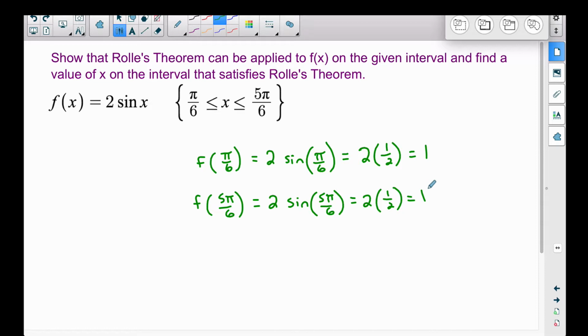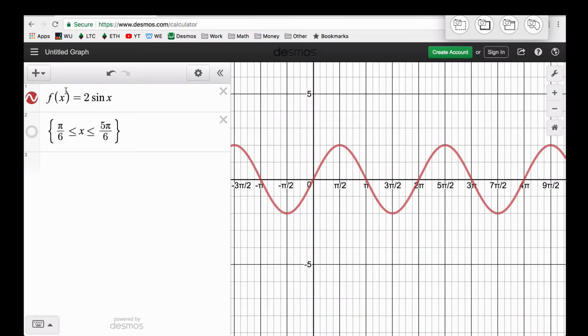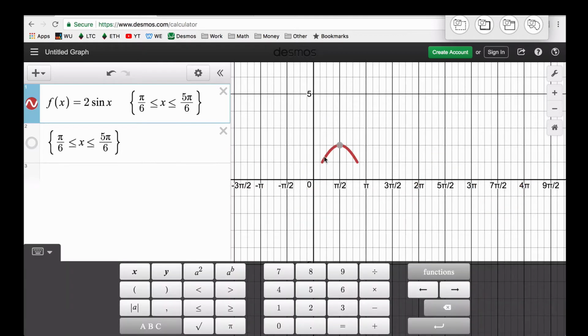Now, why do they have to be the same? If we look over in Desmos at f of x equals 2 sine of x, and this is that curve, it's the sine curve with an amplitude of 2, I'm just going to restrict it down to pi over 6 to 5 pi over 6, which is going to be roughly somewhere about here to here. Notice it did cut it off. So this endpoint here and this endpoint here, if we connect those with a line, that slope is going to be 0. Well, why is that the case?